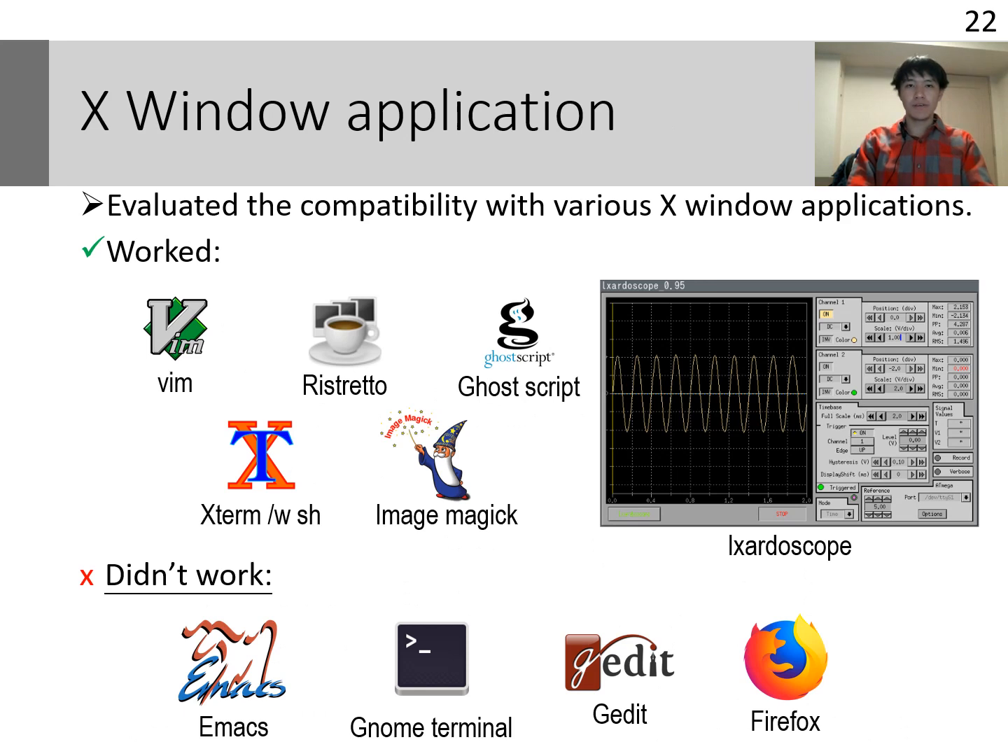We also evaluated the compatibility with various X-window applications, including GhostScript, image-related applications, terminal applications, and browsers. Using binaries from the Ubuntu repository, Vim, Ghostscript, and ImageMagick did work in the real-time rhythm. However, GNU Terminal, gedit, and Firefox didn't. We have also successfully run an oscilloscope application in the real-time rhythm with real-time drivers while the window was displayed in the normal rhythm.